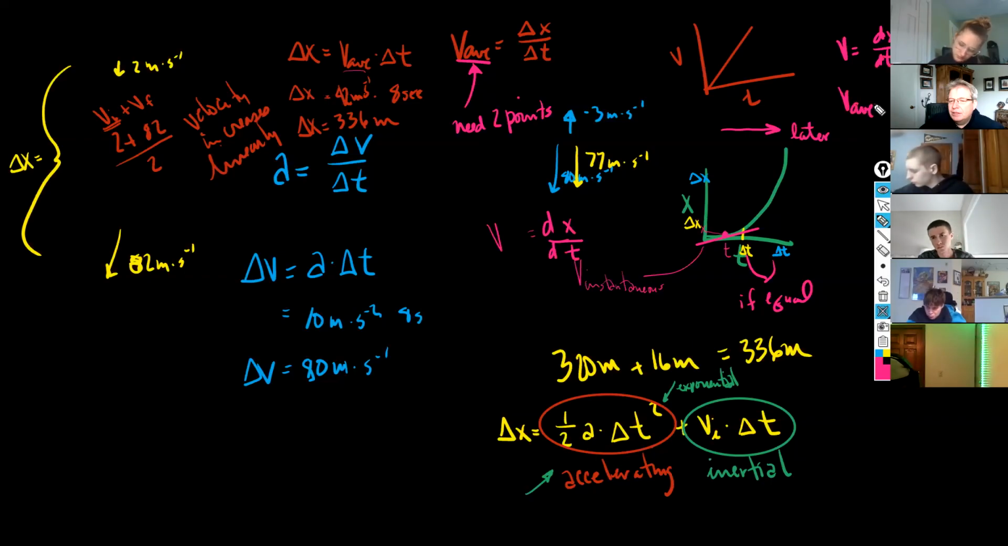V average equals, I'm sorry, delta x over delta t. How many points do I need for this? 2. How many points do I need for this? 1. And that's why it's a tangent, because how many places does the tangent line intersect? The answer is just 1. So the slope of the tangent at a point in time is the instantaneous velocity at that point in time.